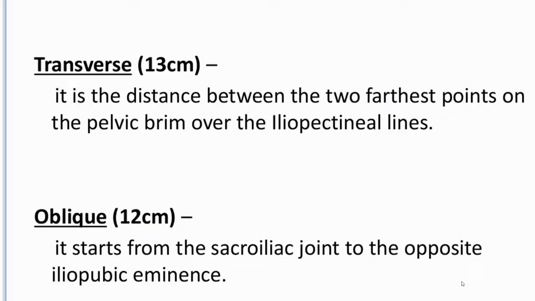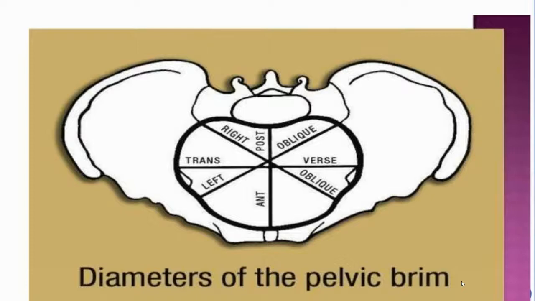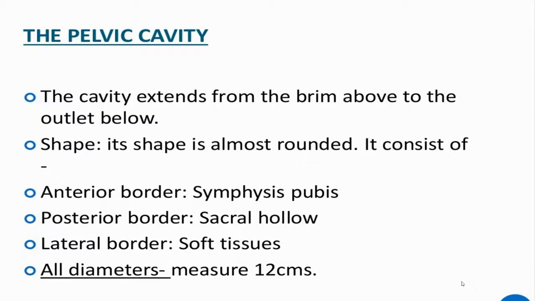Transverse, that could be 13 centimeters. It is the distance between the two farthest points on the pelvic rim over the iliopectineal lines. Oblique, that could be 12 centimeters. It starts from the sacroiliac joint to the opposite iliopubic eminence. So these are the diameters of the pelvic rim.